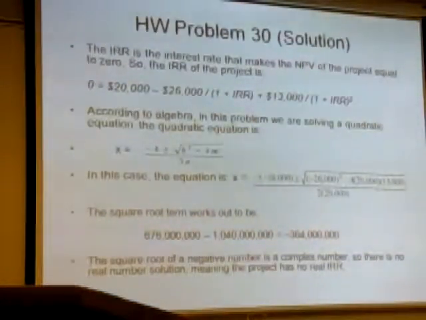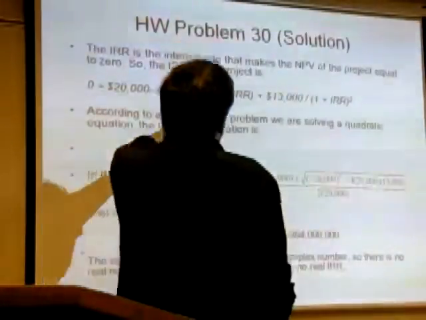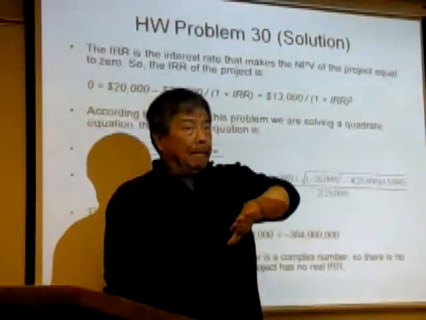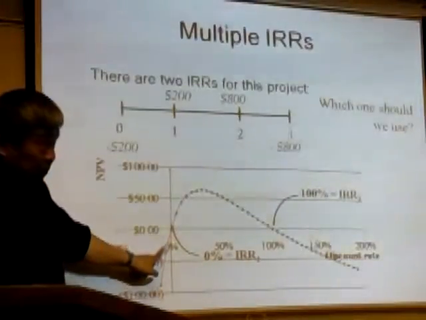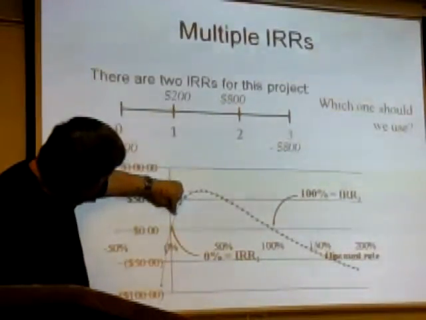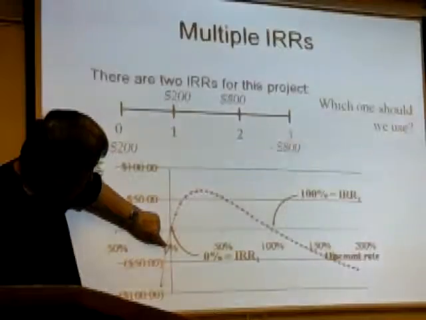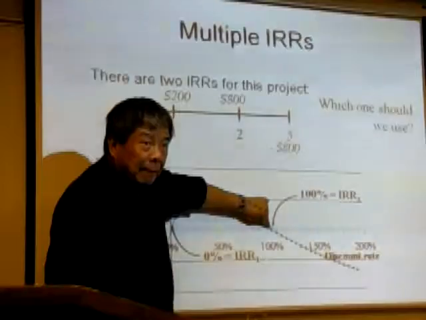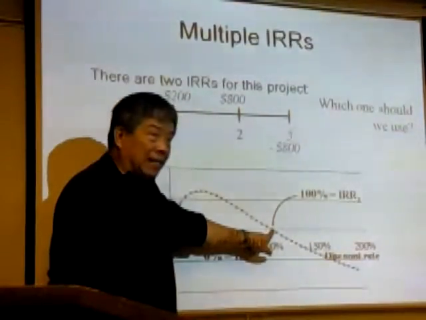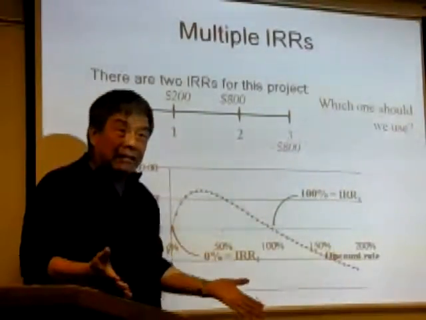The reason is the mathematics. If you look at the equation, the solution, we say that the IRR is what makes net present value equal to 0. We have two solutions. One is 0. The other one is 100. Now obviously, if IRR is 100, we accept it. If IRR is 0, we reject it. But we don't know which one it is.